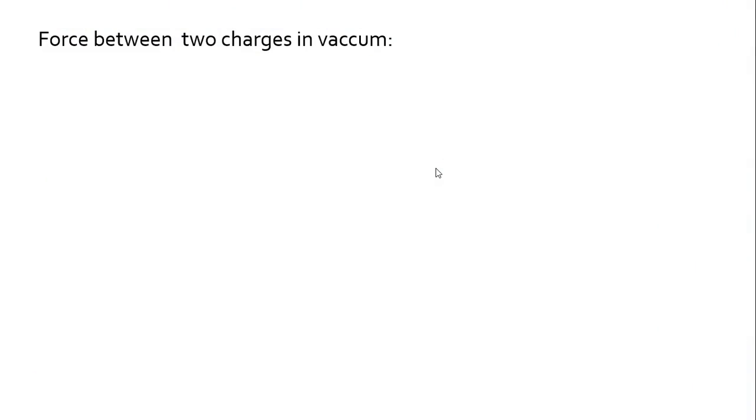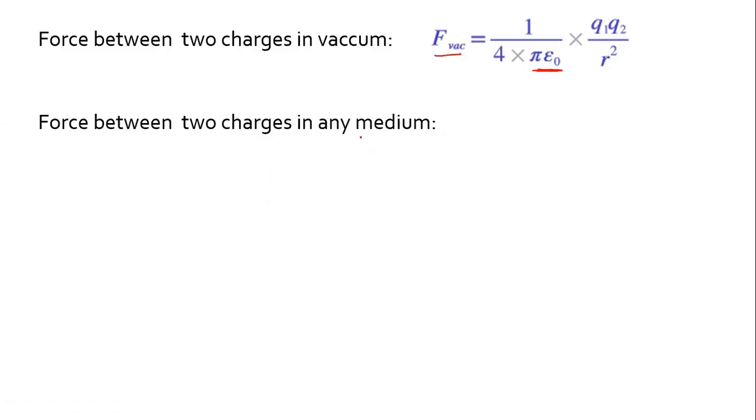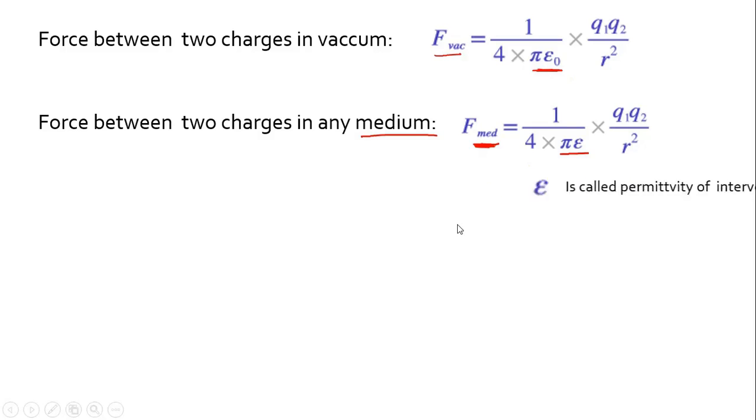Now, let us find one formula related to this. Whenever the force is present between two charges in vacuum, we have the formula F vacuum equals 1 upon 4 pi epsilon naught, Q1 Q2 by R square. But when the same charges are present in any medium, what will the formula be? F medium becomes 1 upon 4 pi epsilon. Here the difference is that we are not writing epsilon naught, because epsilon naught is the permittivity of free space or a vacuum, whereas epsilon is called the permittivity of the intervening medium.